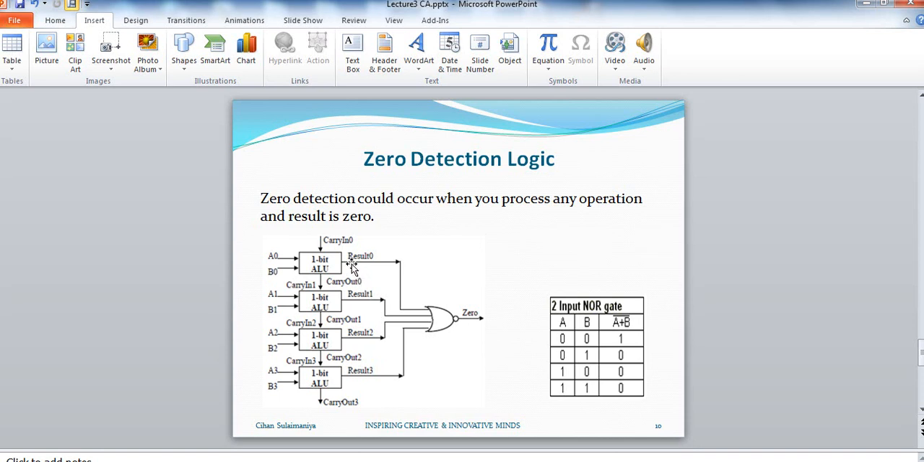We are going to check the results of the first full adder, the second, the third, and the fourth, all through the NOR gate. So if this is 0 and this is 0 and this is 0 and this is 0, meaning the result of each full adder is 0, the output will be 1. That means a zero flag happens. Otherwise it would be 0, which means no zero flag.